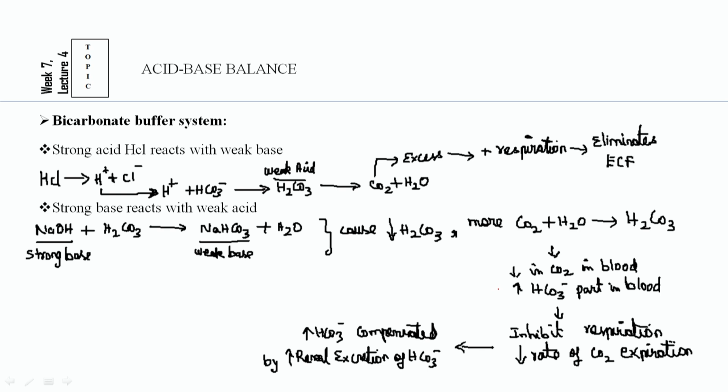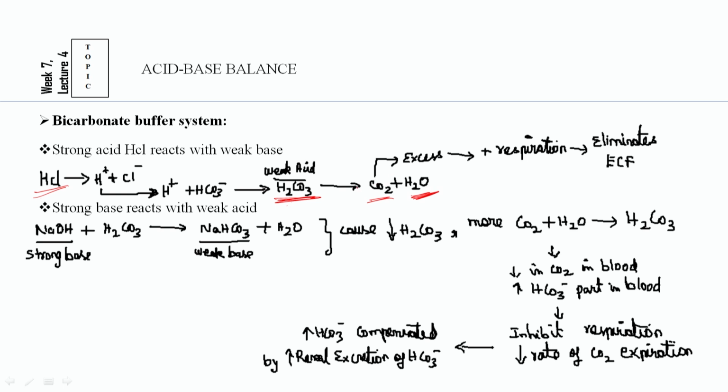Now what will happen in the body when a strong acid is produced, and then a strong base? As I said, the strong acid reacts with a weak base to produce the weak acid, right? The example for the strong acid is HCl. It dissociates into H plus and Cl minus. Then these H plus ions react with the bicarbonate ion and form H2CO3. This is possible, right? A weak acid. That means the strong acid has now become the weak acid, carbonic acid, H2CO3. Now this carbonic acid will dissociate into carbon dioxide plus water.